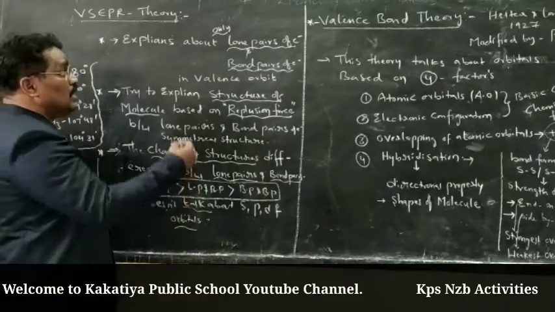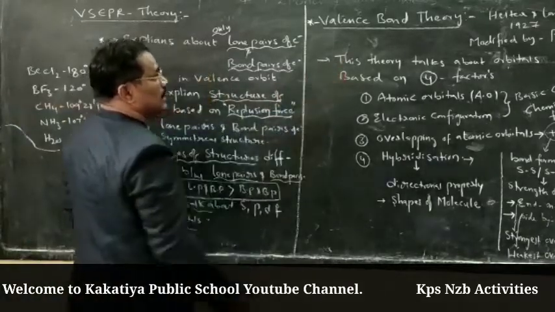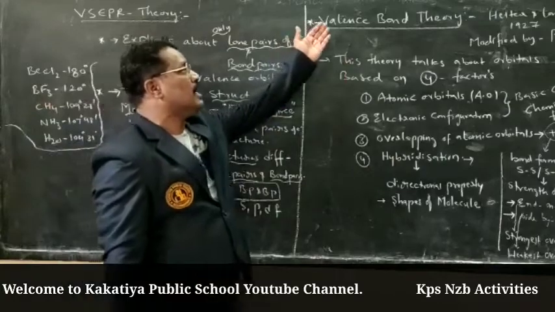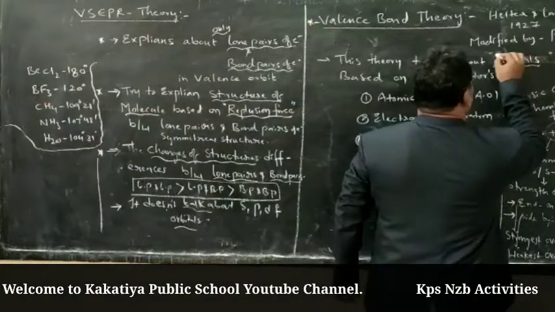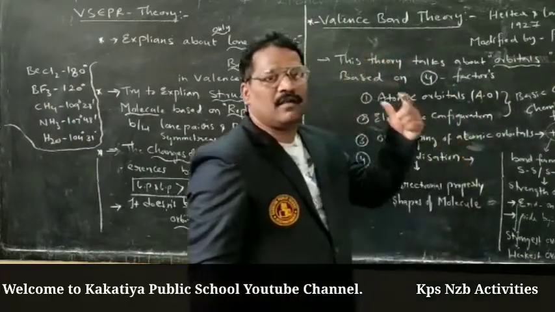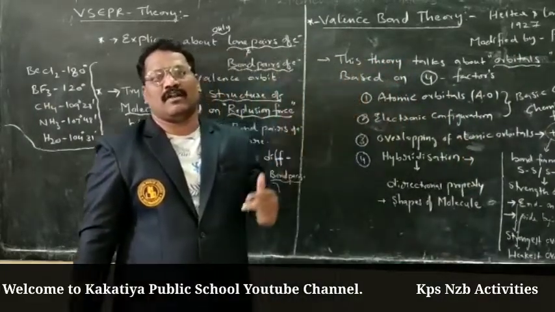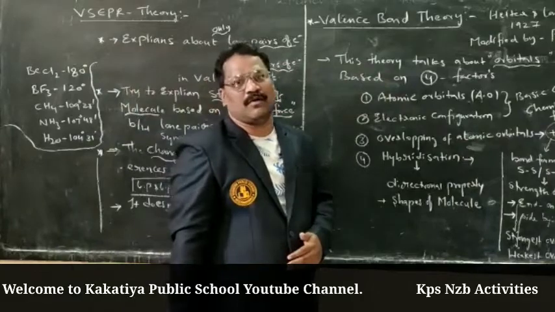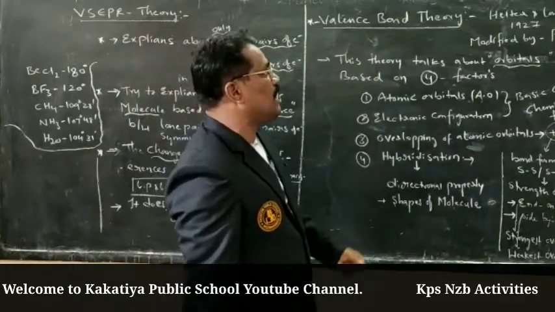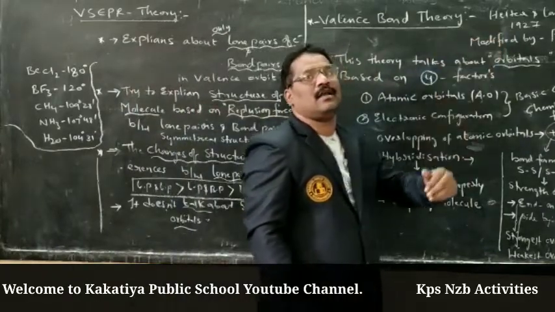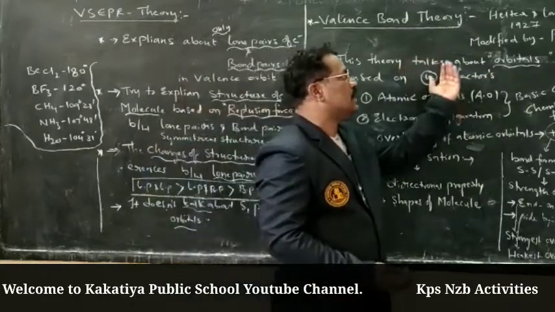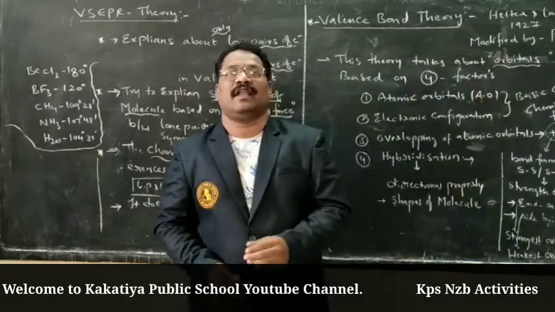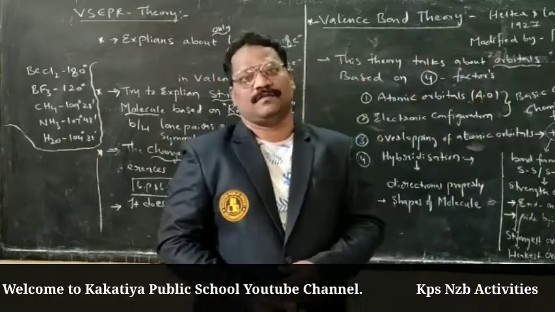Next is valence bond theory. This valence bond theory talks about orbitals: s orbital, p orbital, d orbital, f orbital. It was first proposed by Heitler and London in the year 1927. Later on, this theory was modified by Pauling as well as other chemists.